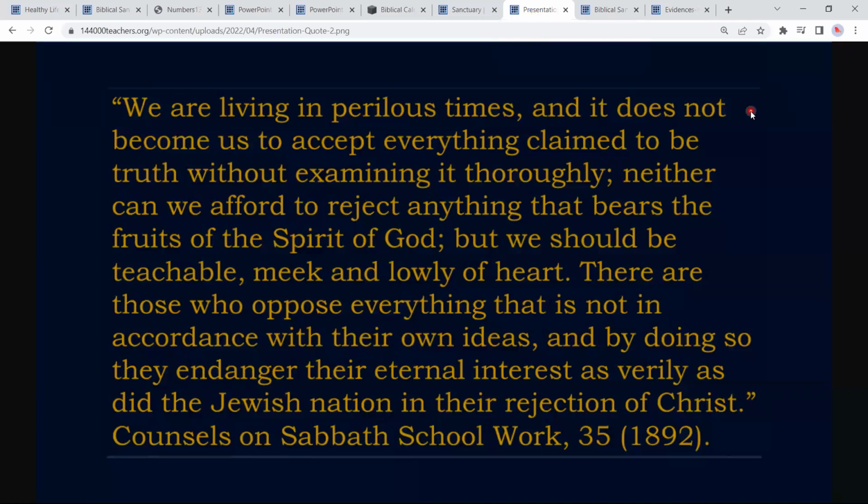We are living in perilous times, and it does not become us to accept everything claimed to be truth without examining it thoroughly. Neither can we afford to reject anything that bears the fruits of the Spirit of God, but we should be teachable, meek, and lowly of heart. There are those who oppose everything that is not in accordance with their own idea, but in doing so, they endanger their eternal interests as verily as did the Jewish nation in their rejection of Christ.